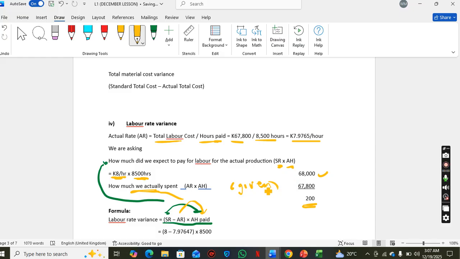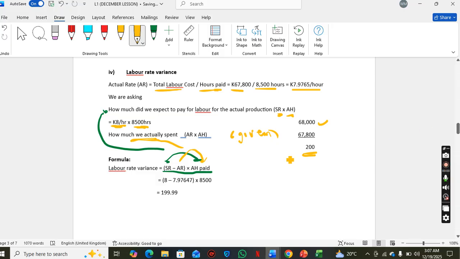So 68,000 minus 67,800, we saved 200 kwacha. If we use the formula, our standard rate 8 kwacha minus our actual rate 7.97. Now you see I left it as a decimal so that our final answer would not be further from 200. So 8 minus 7.9764 multiplied by 8,500, we get 199.99 kwacha, which can be rounded off to 200 kwacha. So we saved 200 kwacha on labor.